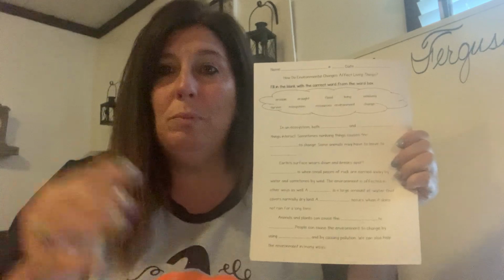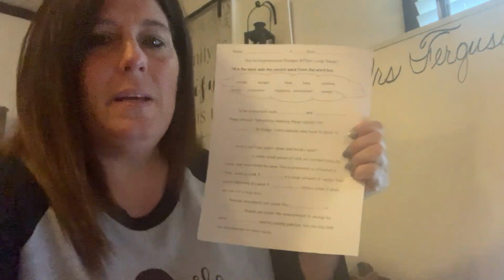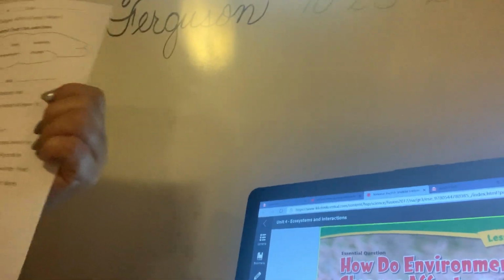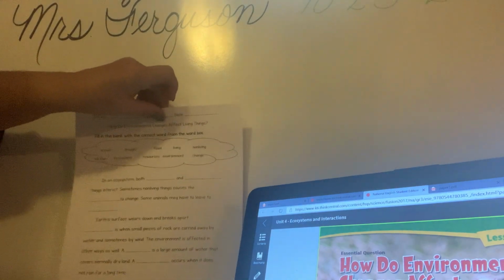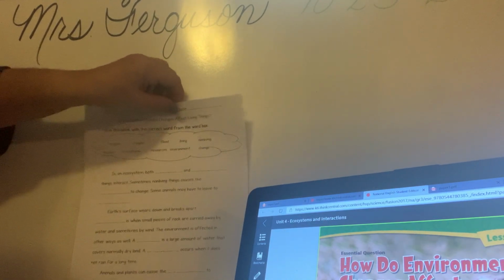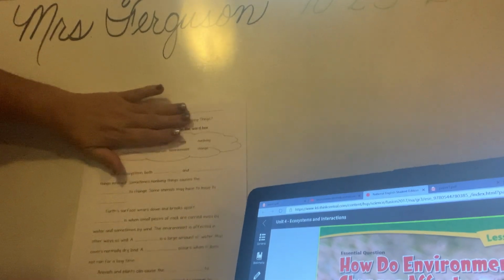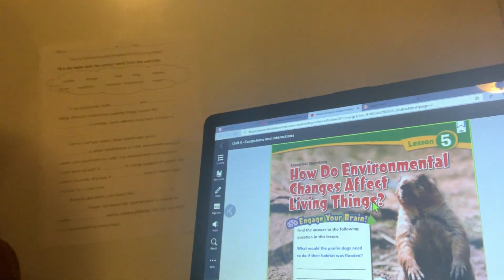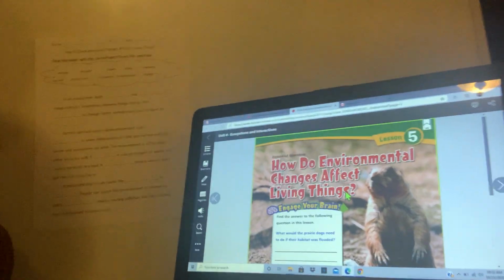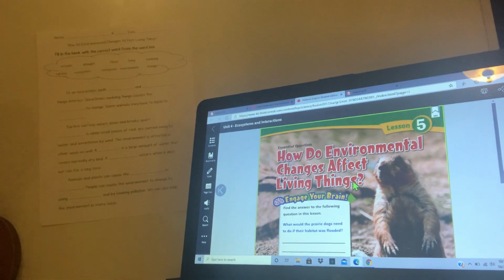I'm going to move the camera up so you can see the worksheet and the workbook pages at the same time. Here we go. Let me put this worksheet about right here. Hopefully we can see that while we're doing the workbook pages. Let me scoot this down. All right. I think that works right there. Let's go over the directions.